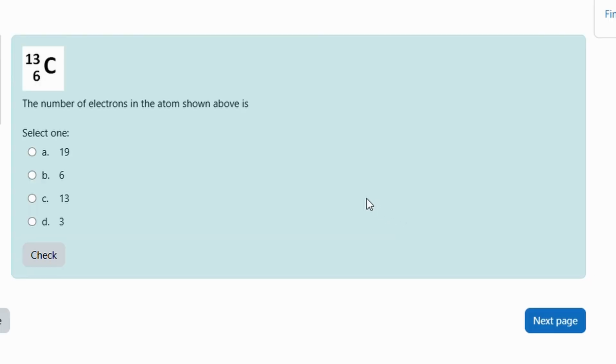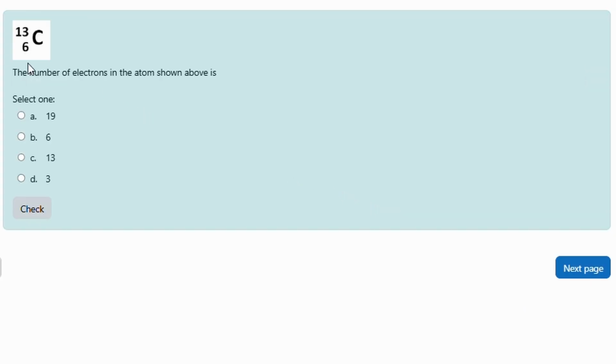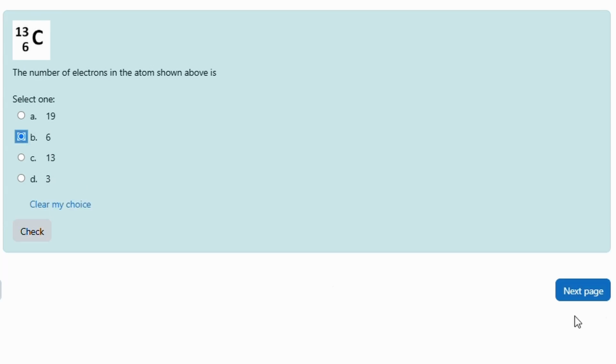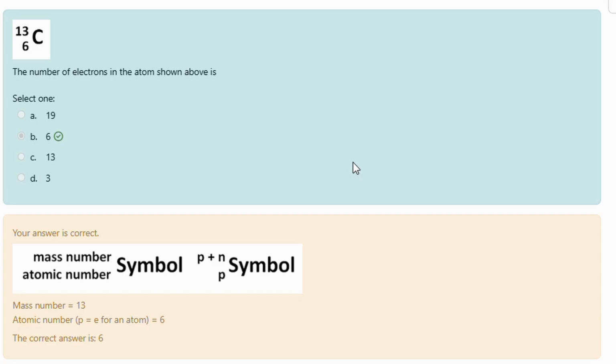We're given the symbol for an isotope of carbon-13 next, and we're asked to give the number of electrons. Atoms are neutral, protons have a relative charge of +1, and electrons have a relative charge of -1. The proton number in this case is 6, so the number of electrons must also be equal to 6.